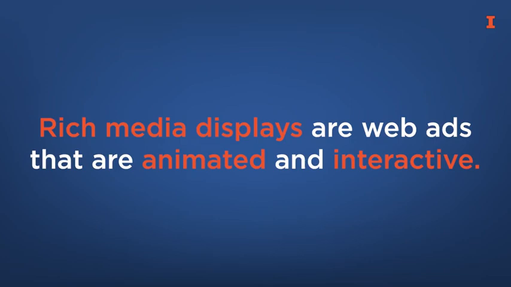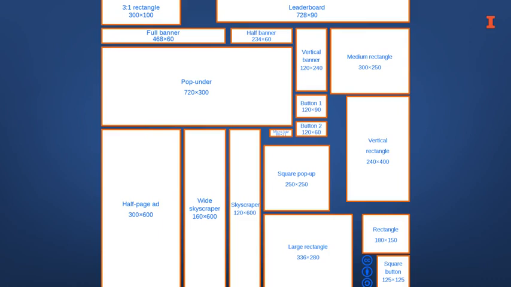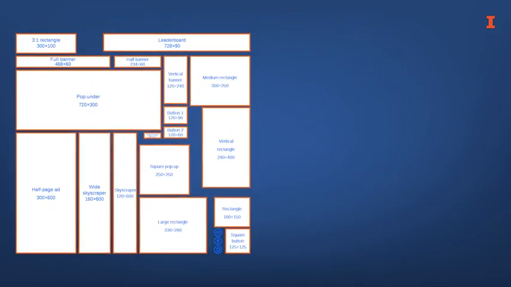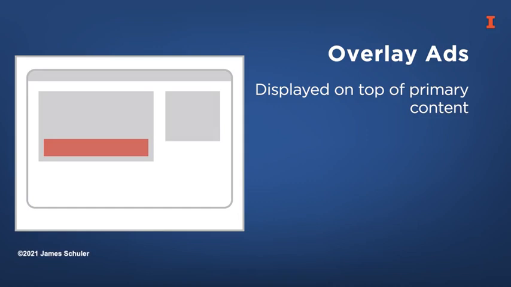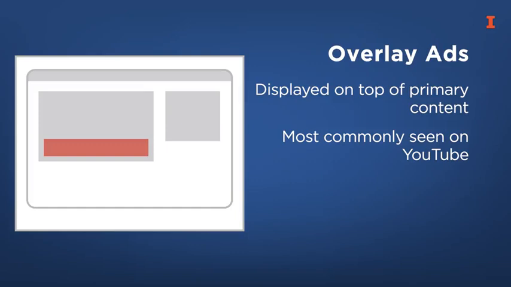As website visitors become desensitized to static web ads, advertisers could also do more to grab their attention. Rich media displays are web ads that are animated and interactive. Compared to traditional banner ads, rich media displays typically occupy more prominent spots on the web page and are much harder to ignore. Overlays are another type of display ad commonly found on the web. Unlike banners, overlays are displayed on top of the primary content. Overlays are most commonly seen on places like YouTube.